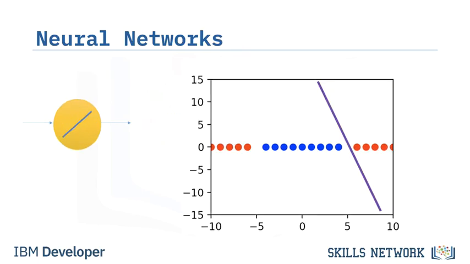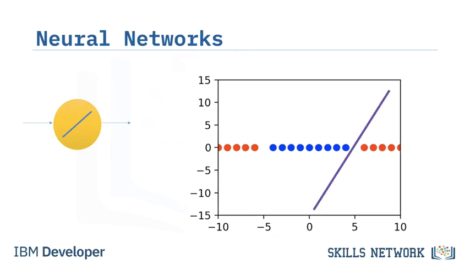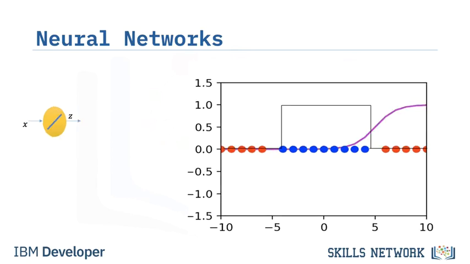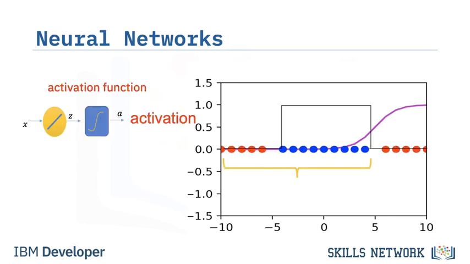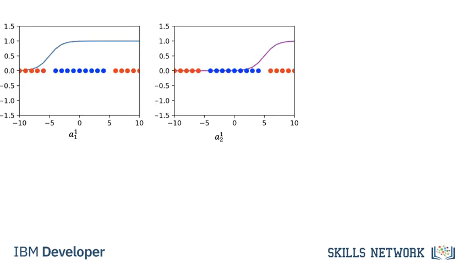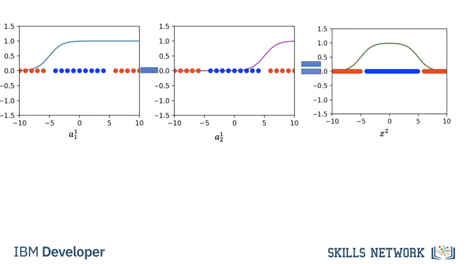The line can also be used to linearly separate some of the data, but some of the data is on the wrong side of the line. This line looks like it could be used to separate the data, but let's see what happens when we apply the sigmoid function. After applying the sigmoid or activation function, we get an incorrect result for some of the samples. Consider the following sigmoid functions. We call them a subscript 1 and a subscript 2. If we subtract the second sigmoid function from the first sigmoid function, we get something similar to the decision function.